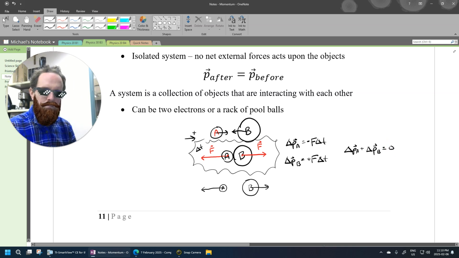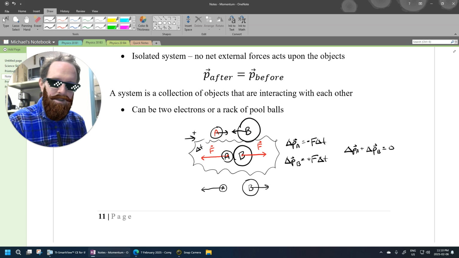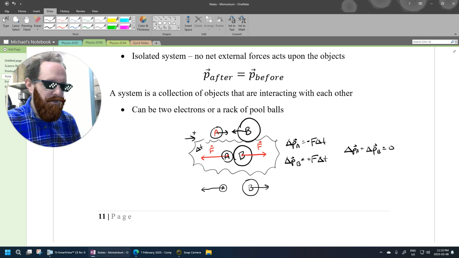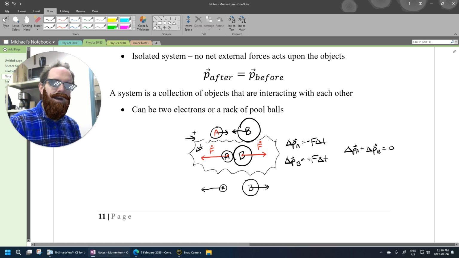That makes sense? I'm adding one, but the impulse for A is a negative number, and B is a positive number. Which means that the total change of momentum is 0, because momentum is conserved. Now, how that's going to work out most of the time, we're not going to really do it this way.